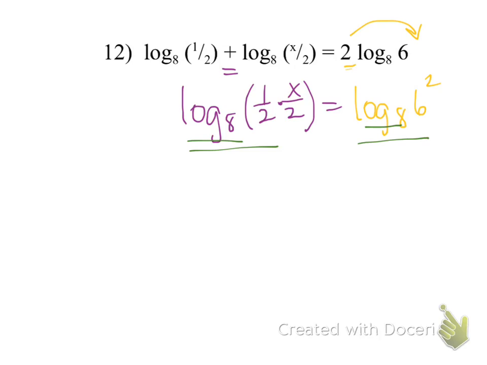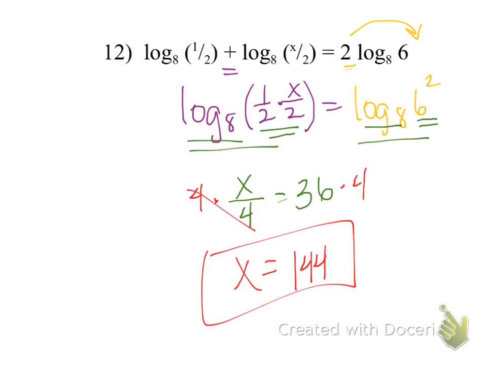Again, now we've got the log base 8 equal to the log base 8. So we can set those products equal to that exponent, multiplying both sides by 4, and we get x equals 144.